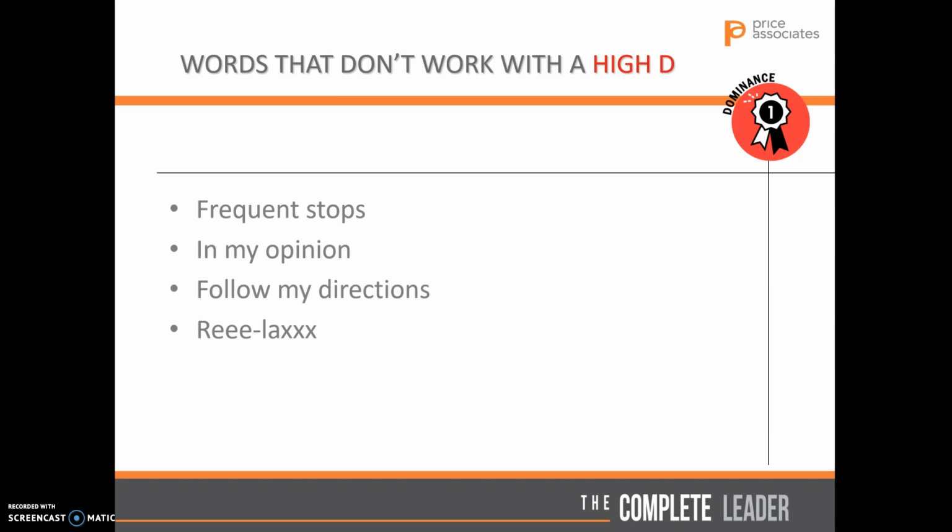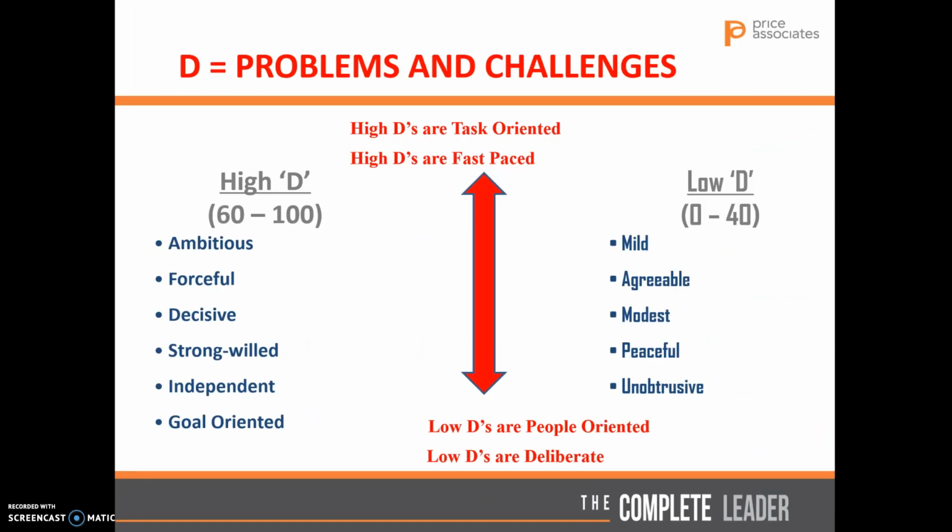So there are some things that you might want to try and avoid, or at least just be aware of as you're having conversations. Now let's take a look at both the high and the low. We've mostly talked about the high aspects of the D category. So here's some extra words. Ambitious, forceful, decisive, independent, goal-oriented, all of those. Now if you're on the low D scale, the 0 to 40, you have some opposite words going on. So we have mild, agreeable, modest, peaceful.